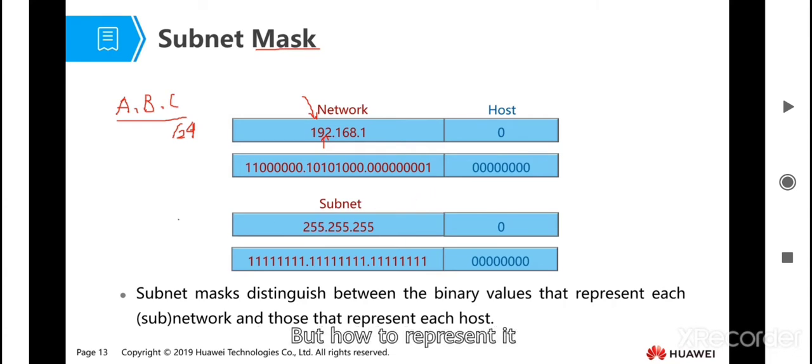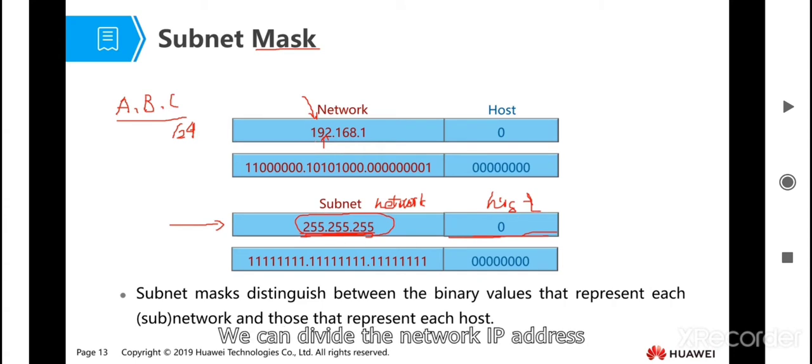But how to represent it? We can use the network mask. The network mask is divided into two parts. One part is a series of ones, and another part is a series of zeros. The ones part identifies the network part in this IP address, and the zeros part is the host part. Using the network mask, we can divide the IP address into two parts, the network part and the host part.